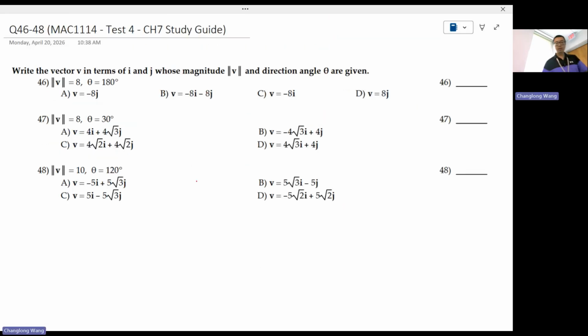All right, so now let's see those questions. Again, let's read the instruction first. Write the vector v in terms of i and j whose magnitude and the direction angle theta are given. Now, for those questions, would you say that they gave us the polar form? Polar form is the length of a vector and the angle, but they want us to write the rectangular form, right? How do you do that?